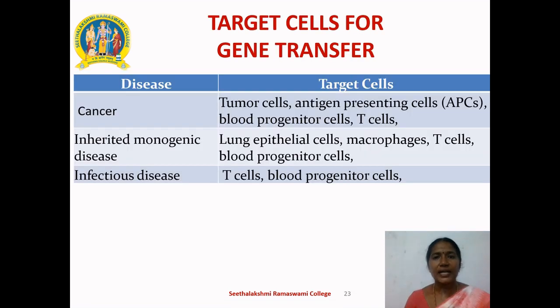The next one is target cells for gene transfer. Here are the diseases as well as their target cells: cancer, inherited monogenic disease, and infectious disease. In cancer, we are using target cells like tumor cells, antigen presenting cells, blood progenitor cells and T cells. In inherited monogenic disease: lung epithelial cells, macrophages, T cells and blood progenitor cells. The other is infectious disease, which involves T cells and blood progenitor cells.